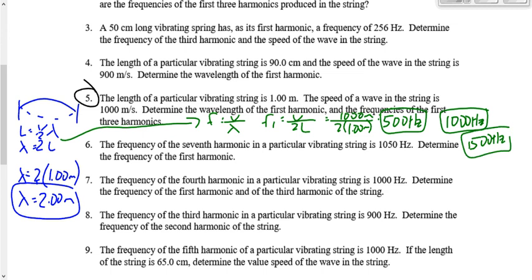Remember, solve for the first harmonic. And then if you're looking for the third, multiply it by 3 to get the third harmonic. Always use the first harmonic to do what you need to do. And the last one is number 11.